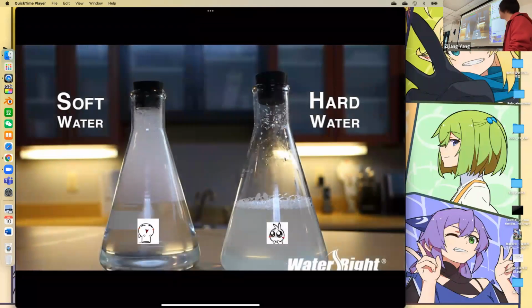And here I just found a picture showing what happens if we mix hard water and soft water with soap. For the soft water, we have so many bubbles, but for the hard water, it will be very untransparent.